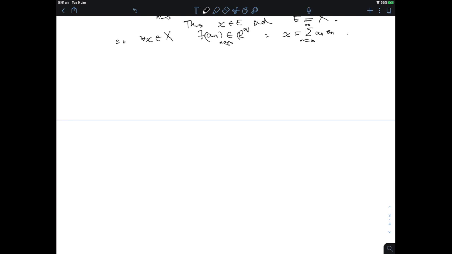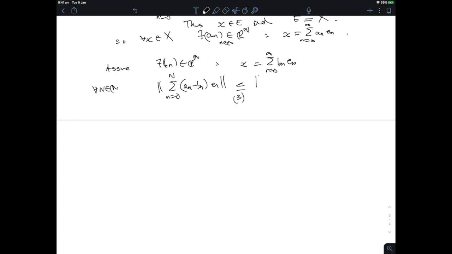Okay, so how do we prove our uniqueness? Well, we assume that we have another one. That there exists a Bn, another decomposition, such that x is equal to the sum of Bn En. Okay, so now for every capital N in N, I want to say that the norm of the sum from n equals 0 to capital N of An minus Bn times En is 0. Well, what I know is that by property 3, it has to be smaller than a constant times the full sum all the way to infinity. But its full sum is 0, right? Because the sum of An En converges to x and the sum of Bn En converges to x.